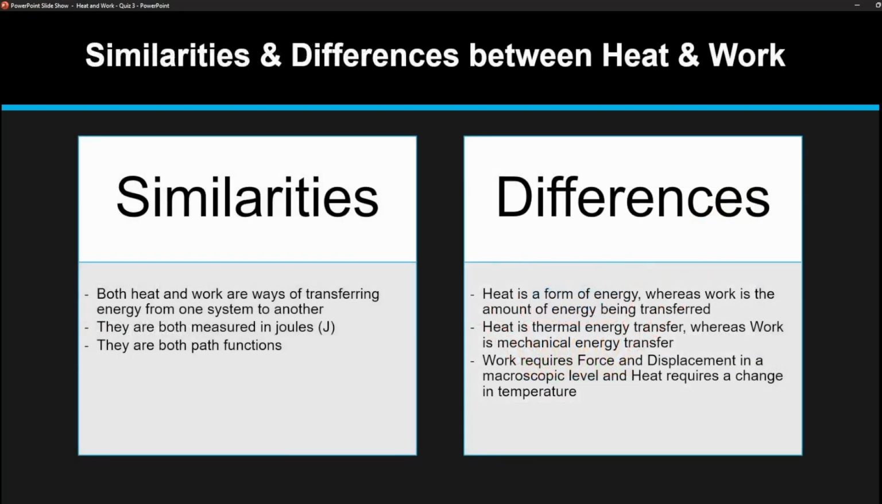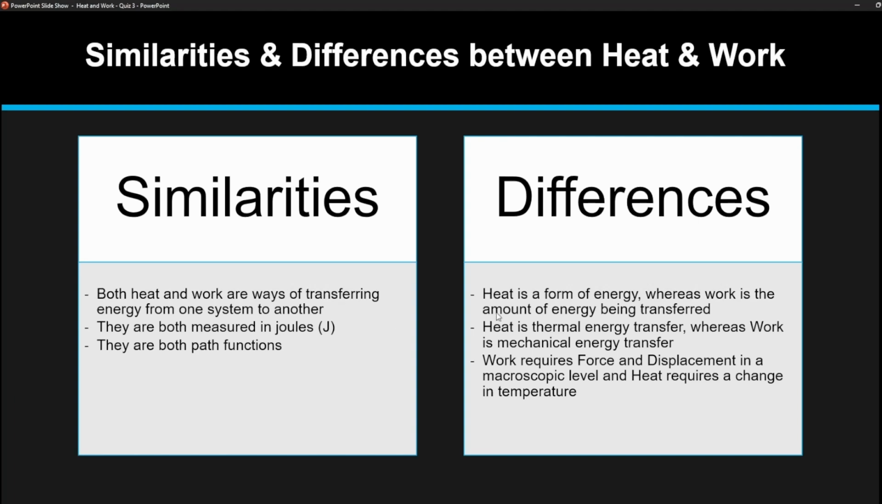Moving on to a few similarities and differences between heat and work. For similarities, both heat and work are ways of transferring energy from one system to another. They are both measured in joules. They are both path functions. What I mean by path function is that if you want to go from state A to state B, there are different paths you can take. Depending on what you want, some paths are more advantageous than others. When it comes to work, you might want to minimize your work, which means you want to take the path that has less area.